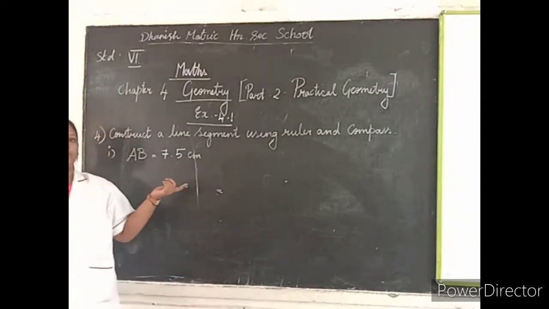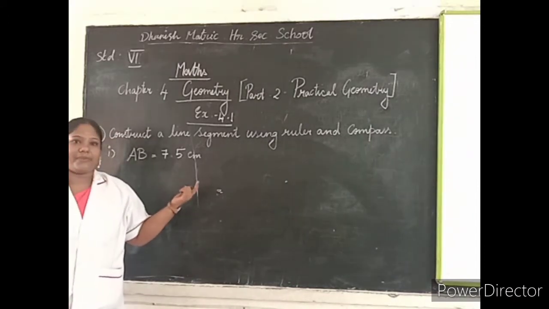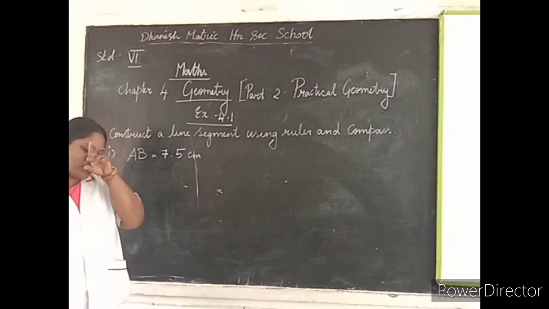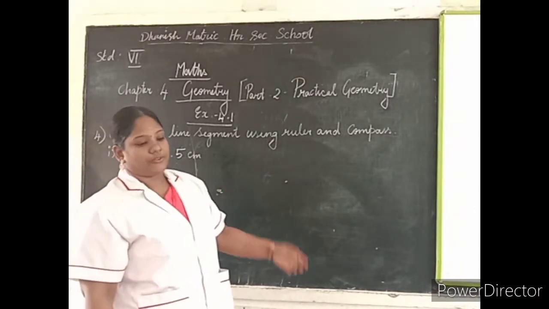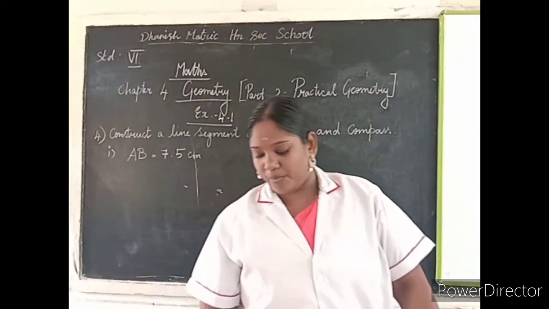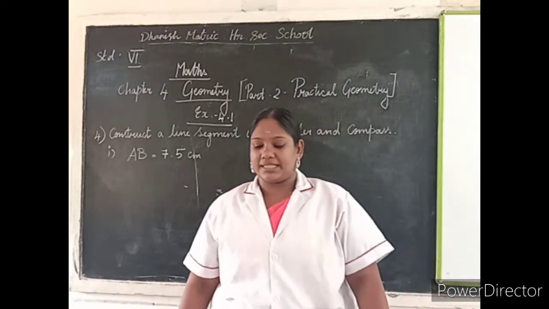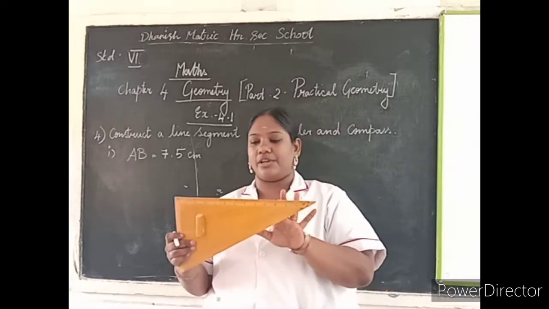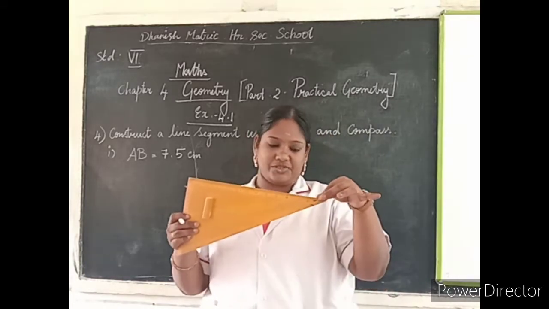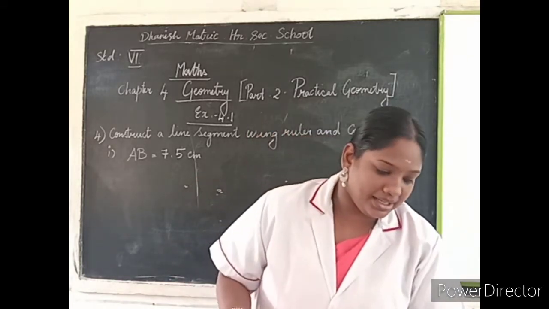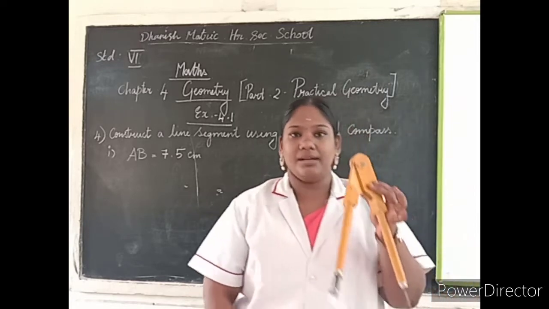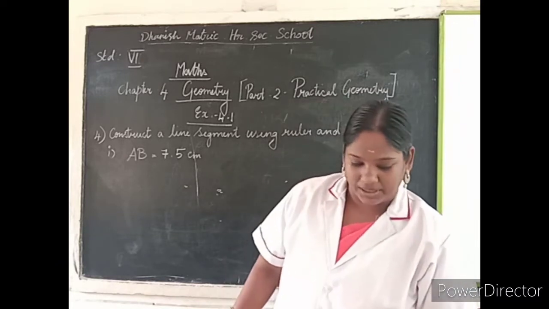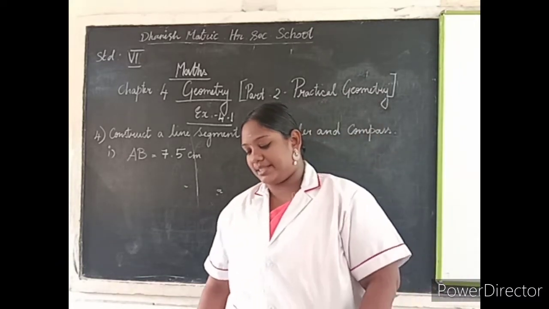So what is the geometry notebook? It will be 120 pages and one long section notebook. So it must be prepared to do this. For this exercise 4.1, constructing the line segment, we need a scale. Instead of scale, I'm going to use this X square for dimensioning the line. And the next thing I'm going to use is a compass. So we'll start with the first question.